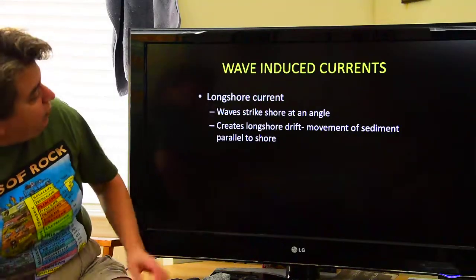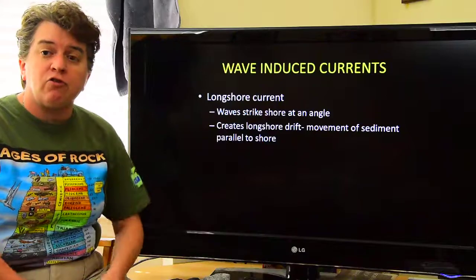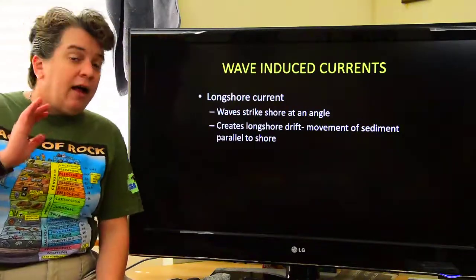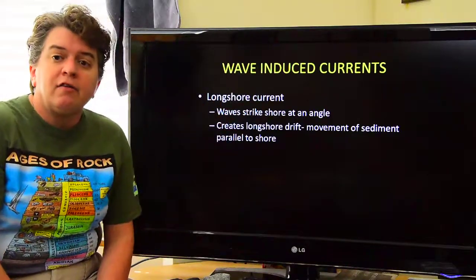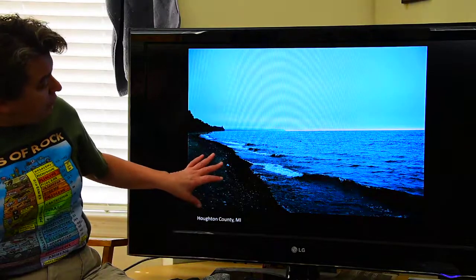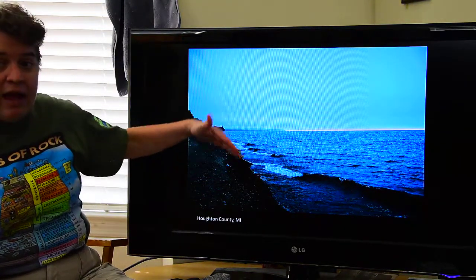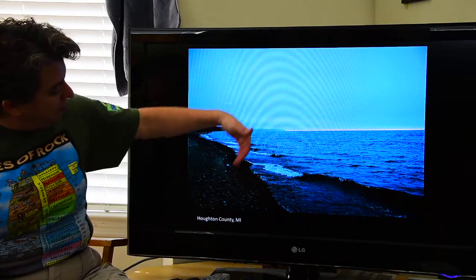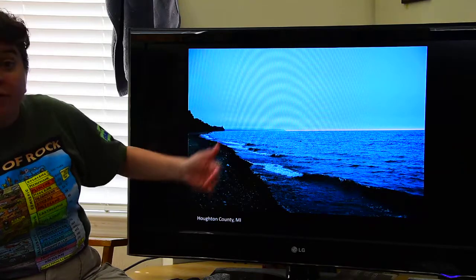And so that's really what this longshore current is. You get these waves arriving at the shoreline at an angle, and it creates this longshore drift of pushing the sediment parallel down the coastline. So that's what we're seeing right here. We have these waves arriving at an angle to shore, and so they are pushing the sediment basically towards us.